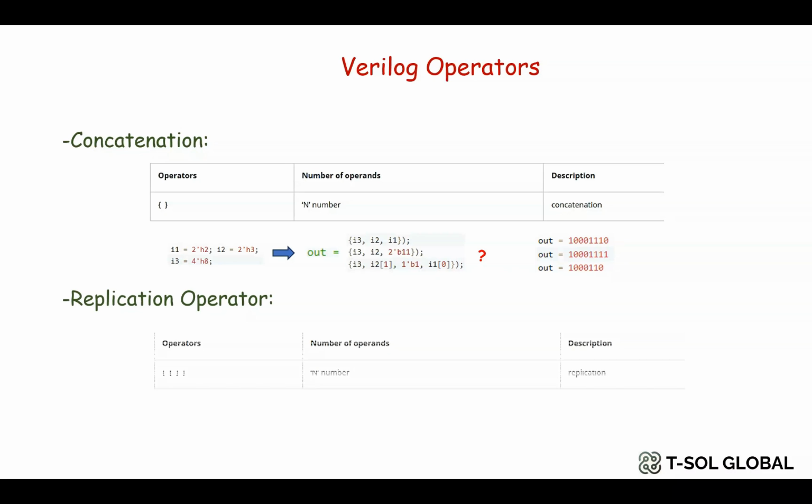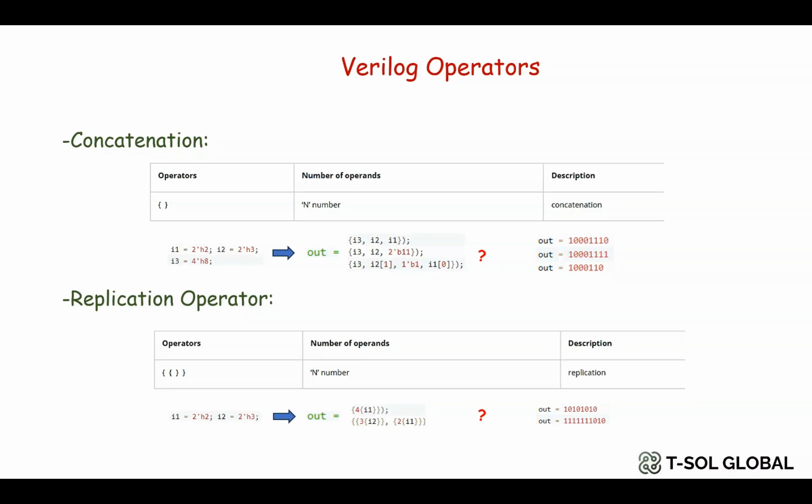The replication operator mainly replicates an operand as per the number of times of replication declared in the code. So now we'll again look at one of the examples. So here we have in the input 2-bit hexa of number 2 and 2-bit hexa of 3. So we want to look at the replication of these numbers at the output. So first one is we want to look at 4-time replication of I1.